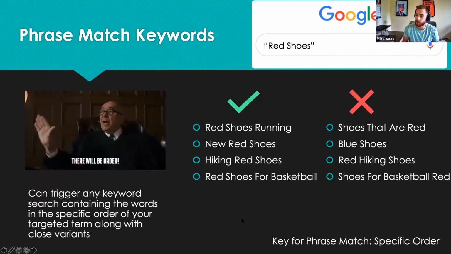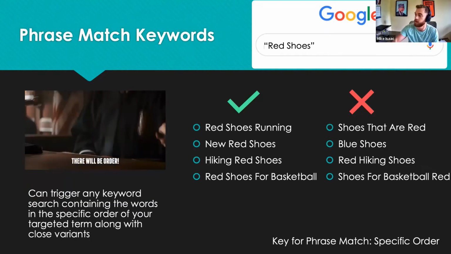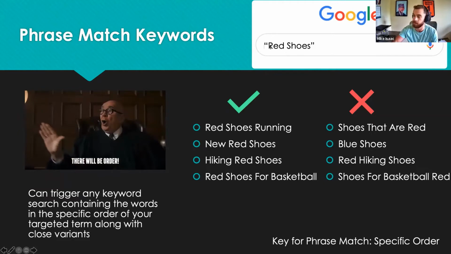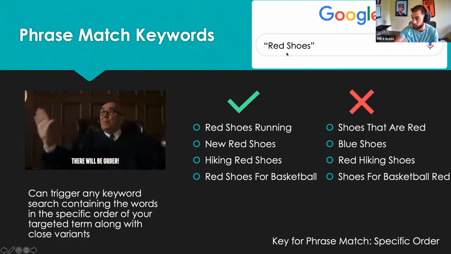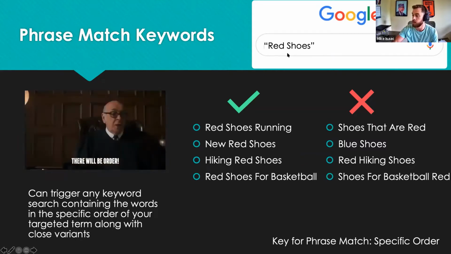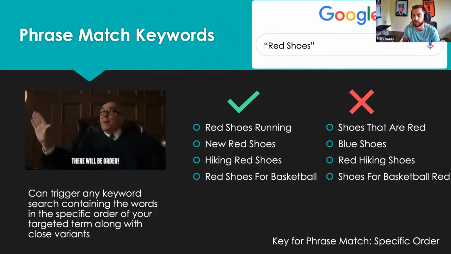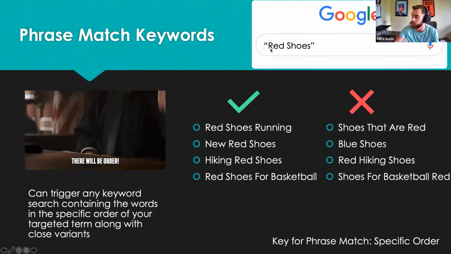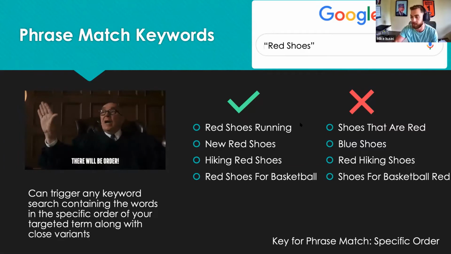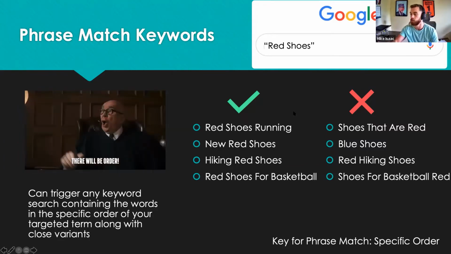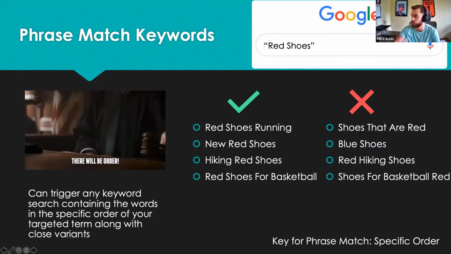The next keyword match type is phrase match. When you look at a phrase match keyword, when you're targeting that within a search campaign, it's going to be included within quotations as you see here with the same example, red shoes. So a phrase match keyword can trigger any keyword search containing the words in the specific order of the targeted term along with close variations of it. So any type of keyword that includes red shoes specifically in it will trigger your ads to show up. You can see here in the examples that we have listed, red shoes running would be an example of when your ads would show up.